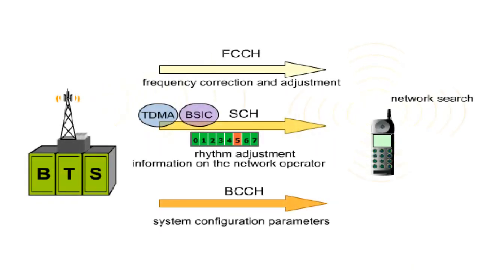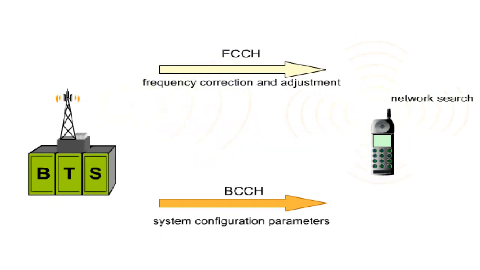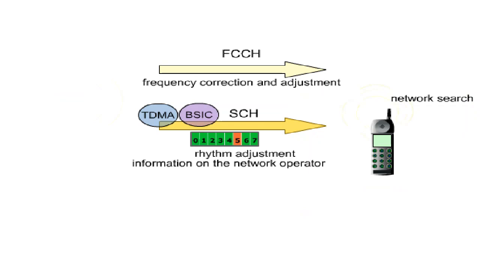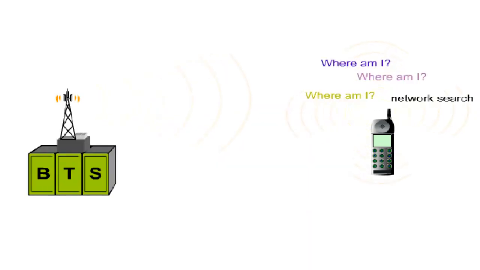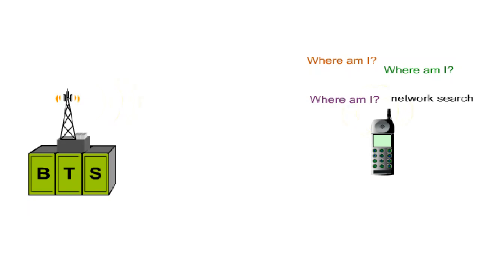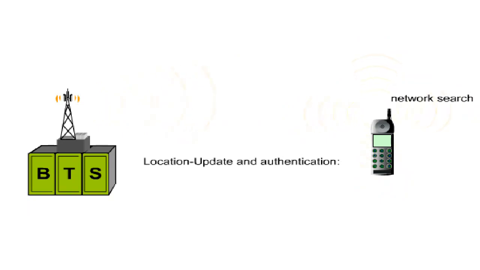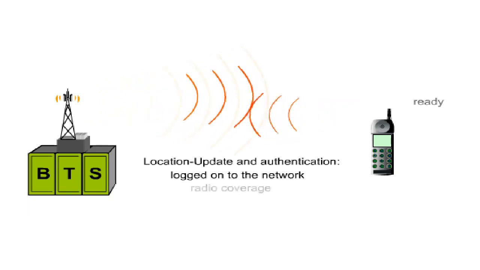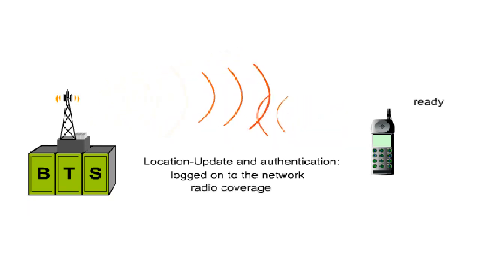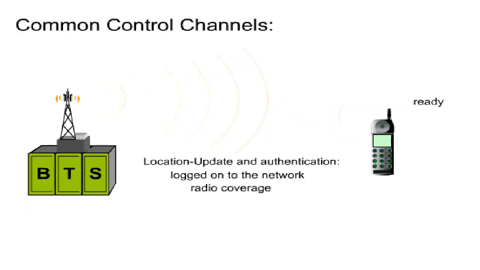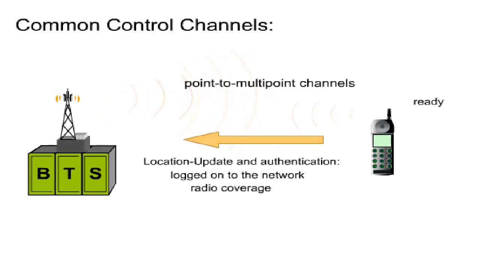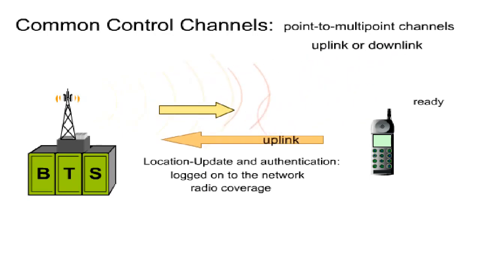The mobile station has now adjusted its frequency and synchronized its TDMAs and has picked out the best cell available. But before it can be reached by other subscribers and before it can initiate calls, a location update and authentication procedure are necessary. Only after that is the mobile station logged onto the network and has radio coverage. It can now be reached by other mobile stations or initiate a call. For this purpose, common control channels are required. Common control channels are point-to-multipoint channels, which exist either only in the uplink or only in the downlink.